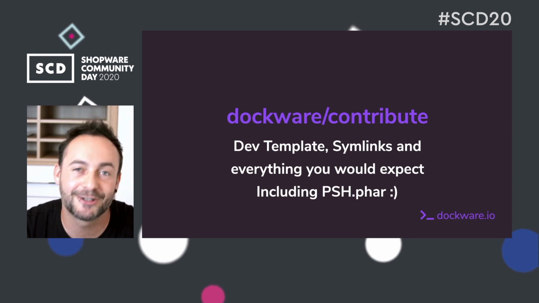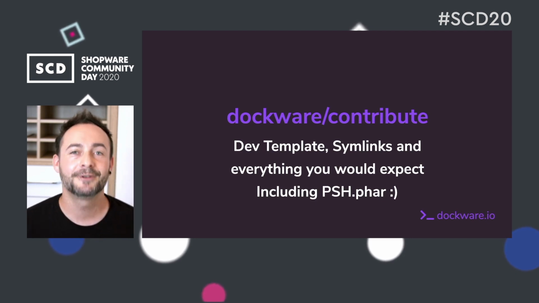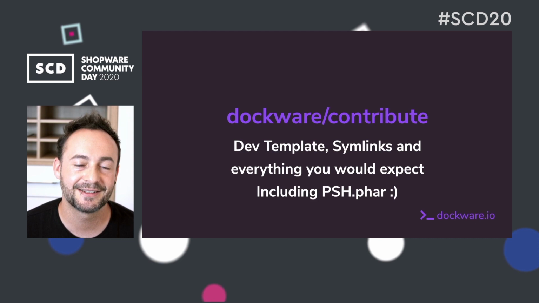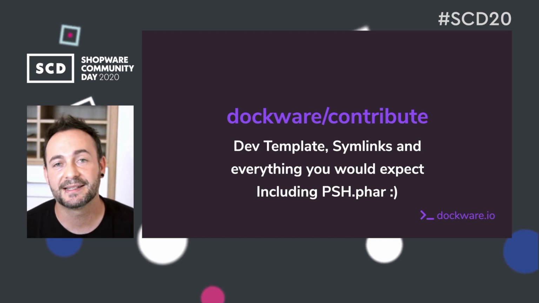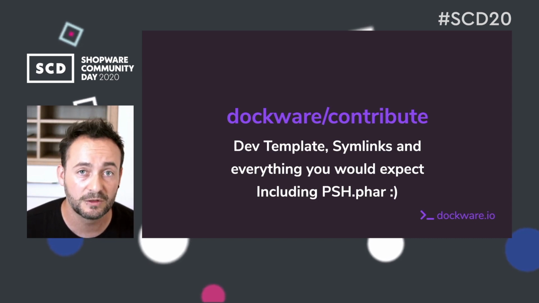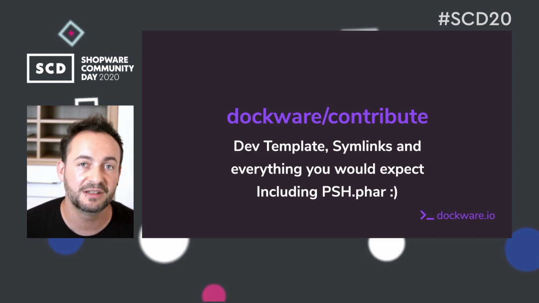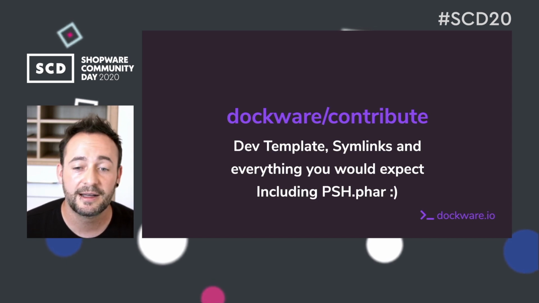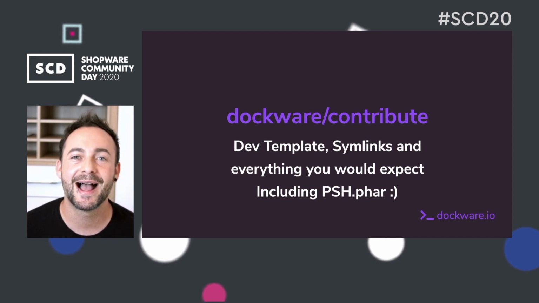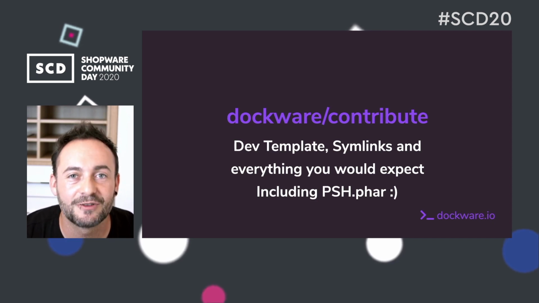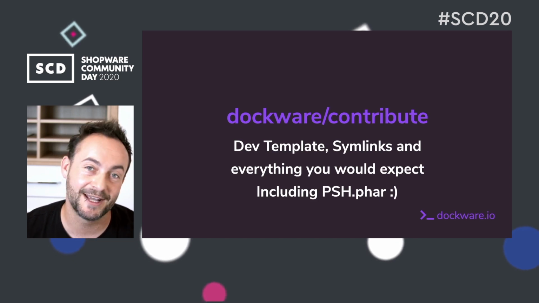So Dockware contribute. Dockware contribute, of course, has the development template. So it has the symlinks to the platform folder prepared for you guys. You just need to git pull and make sure you have the latest versions. And of course, it also has the PSH file and var commands that you would expect.